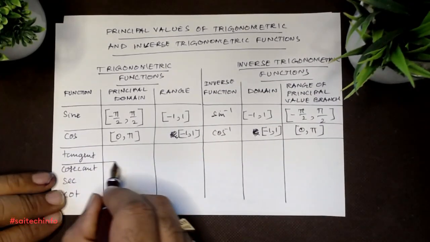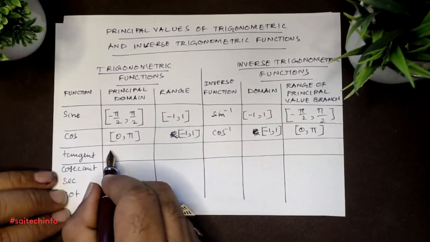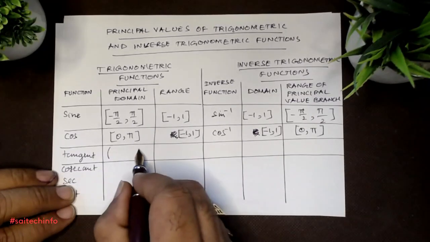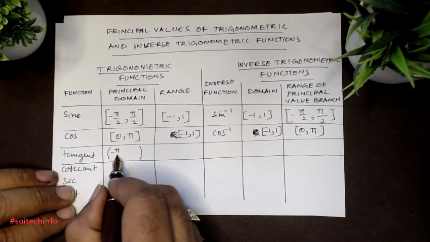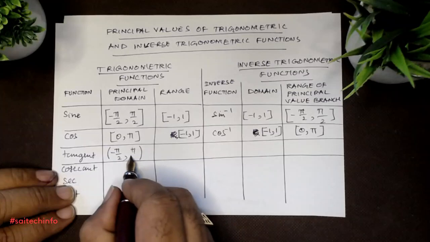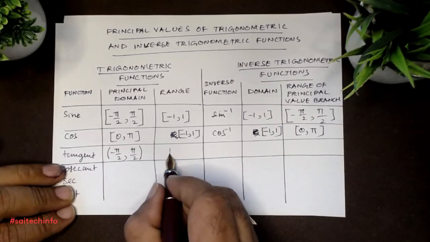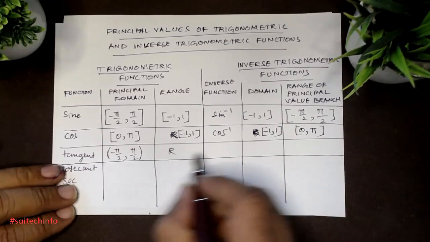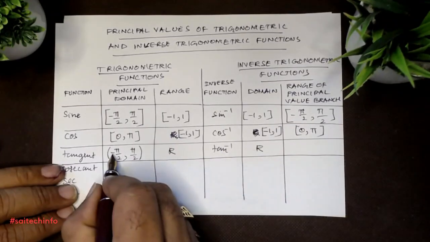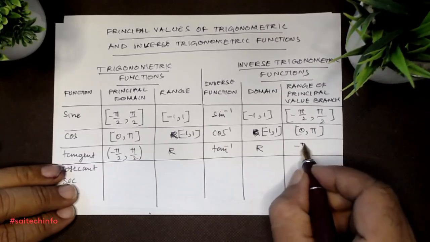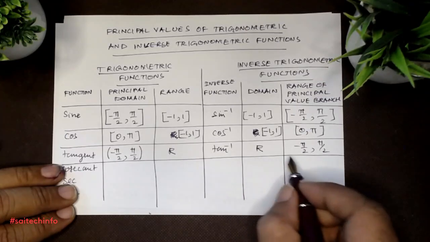For tan, within the open interval, sine is closed interval, this is open interval, otherwise the values are same, minus pi by 2 comma pi by 2, but open interval. And here the range is a real number, but the tan inverse is just the reverse, real number is the domain, and this comes as the range, minus pi by 2 comma pi by 2 with the open interval.